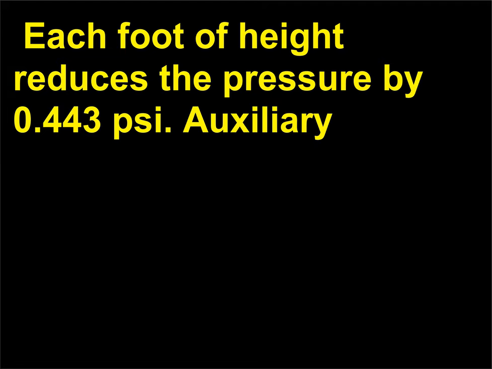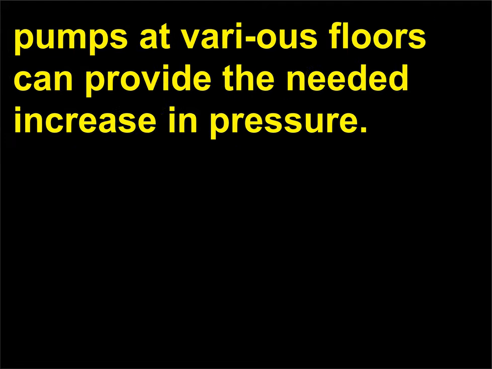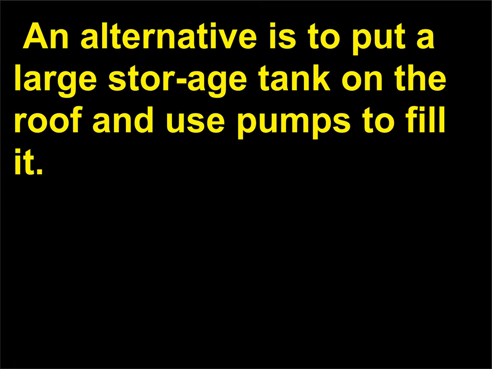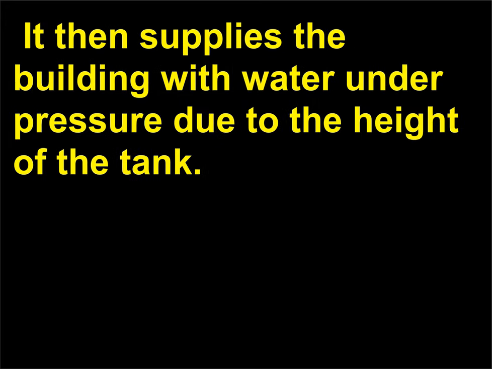Auxiliary pumps at various floors can provide the needed increase in pressure. An alternative is to put a large storage tank on the roof and use pumps to fill it. It then supplies the building with water under pressure due to the height of the tank.